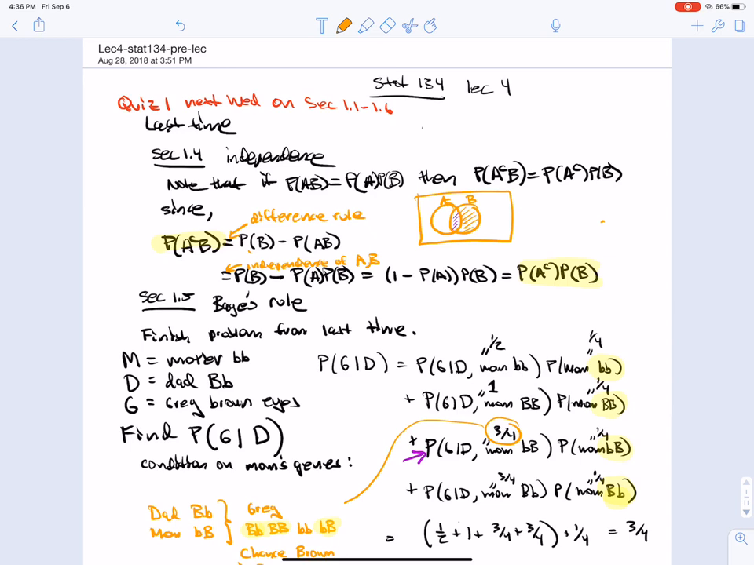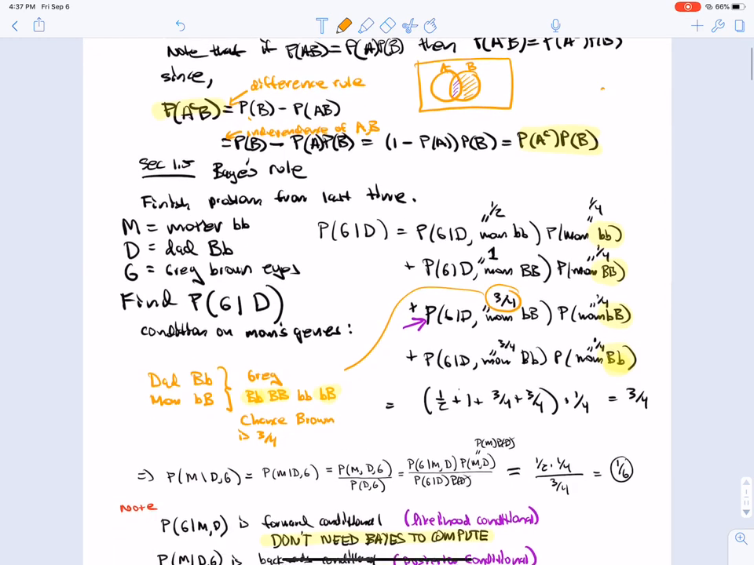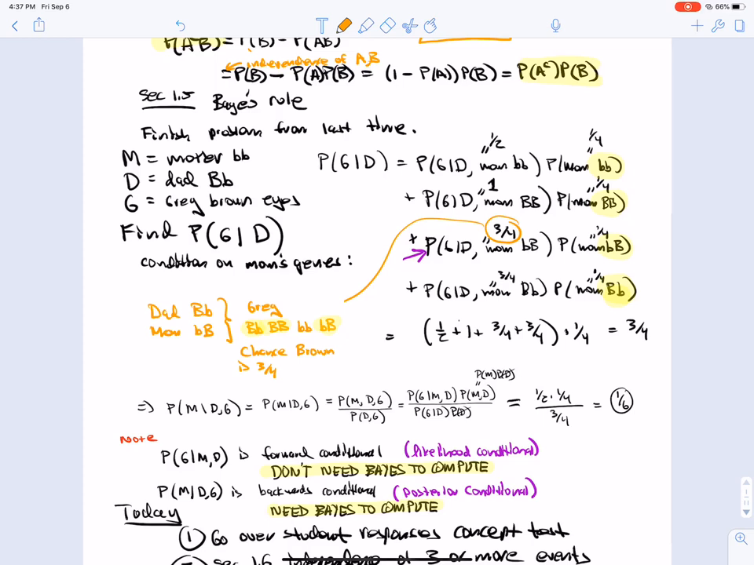So last time we talked about independence, and if you have A and B that are independent, then also A and B complement, or A complement and B, are independent. And this follows from the argument written at the top here. We also discussed Bayes' rule. In particular, we finished the problem from last time where we left off.